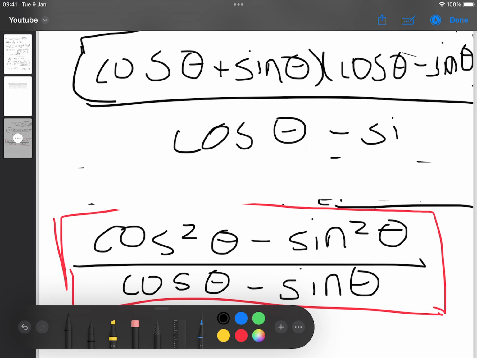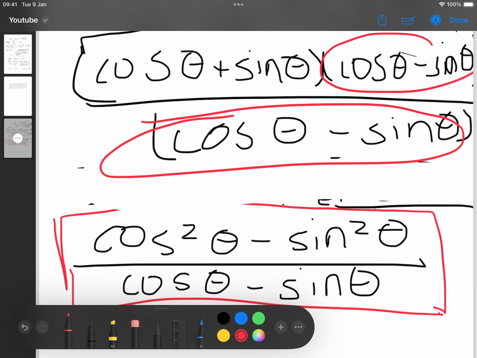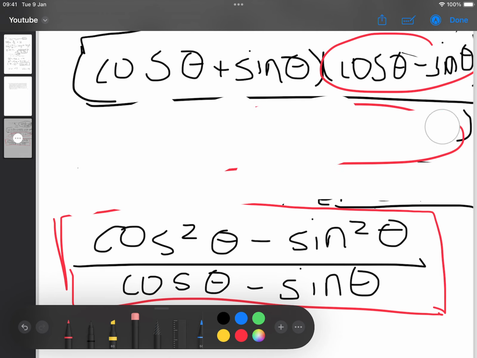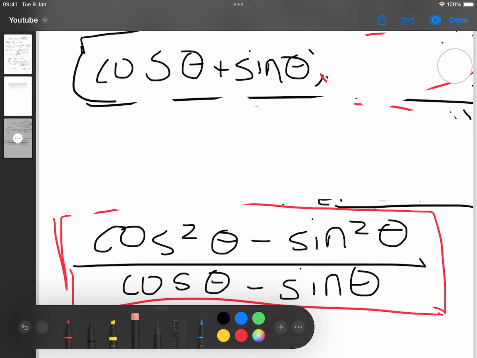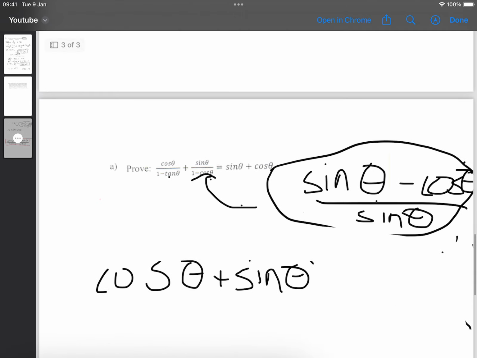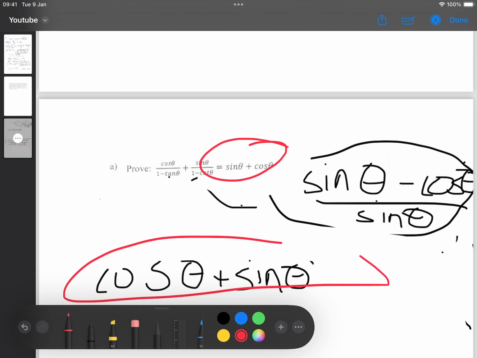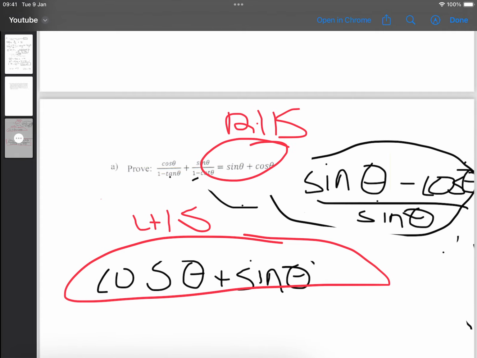So obviously we can just see that these two parts are equal, this part and this part, so they just cancel out, and we're left with cosine theta plus sine theta. And if we look back at the original question, we were just asked to prove that this is equivalent to sine theta plus cosine theta, which we have done because we have found that the left hand side is equivalent to the right hand side. So that would be it for this question.